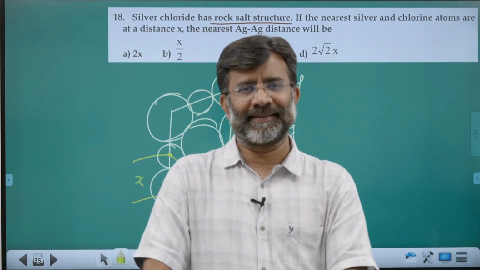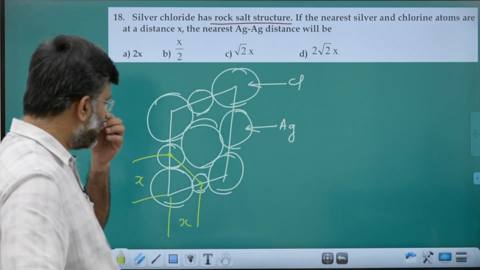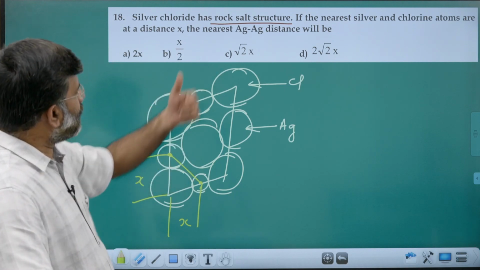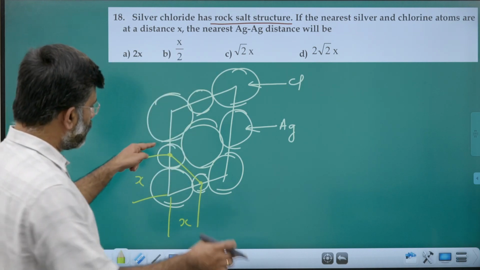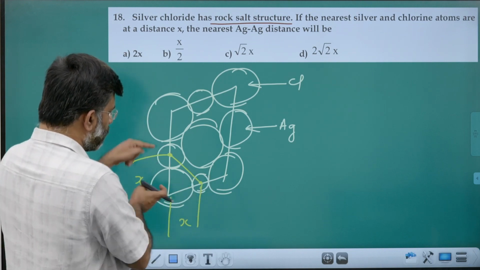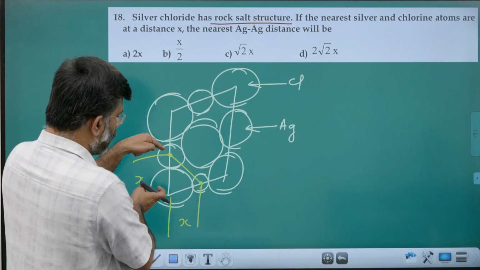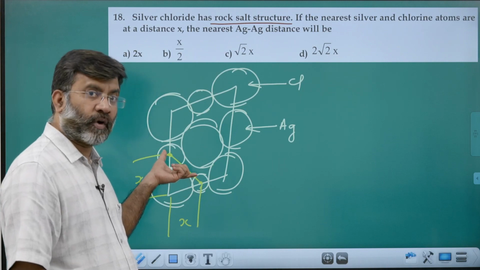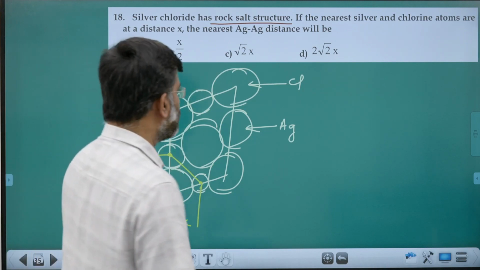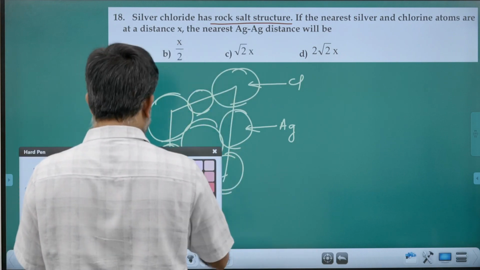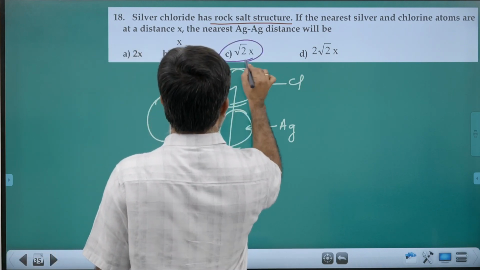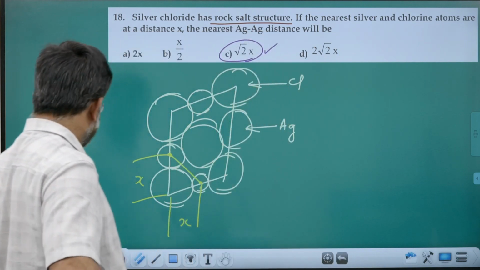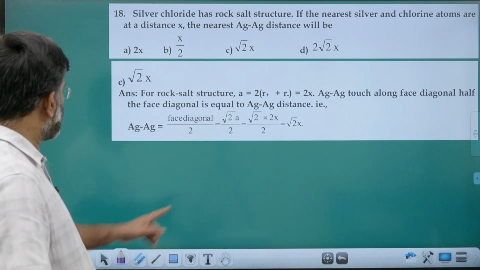Apply Pythagoras theorem, you know. This is x, this is also x. What is asked for is the nearest Ag distance. So this square is equal to this square plus this square. So x square plus x square is equal to this square. So 2x square is equal to this square. So that is equal to root 2x. So the answer is option C, root 2x. Okay. Next.